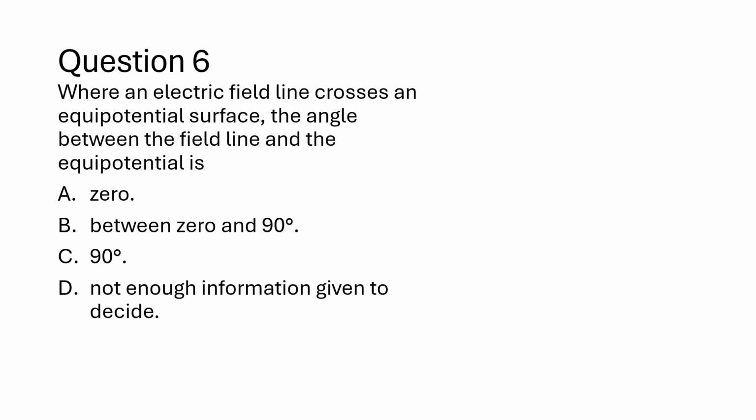This question as well. Where an electric field line crosses an equipotential surface, the angle between the field line and the equipotential surface is A. 0, B. Between 0 and 90 degrees, C. 90 degrees, D. Not enough information given to decide. Is it really enough? I think so. So this one is a fact that it's 90 degrees. But why is it 90 degrees?